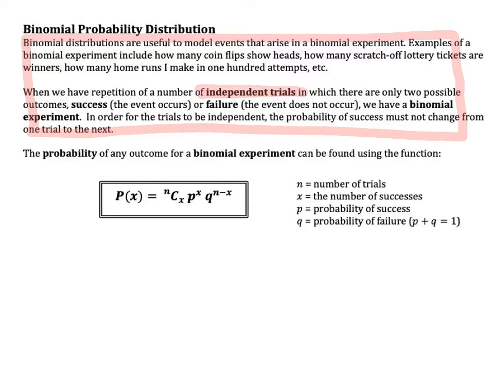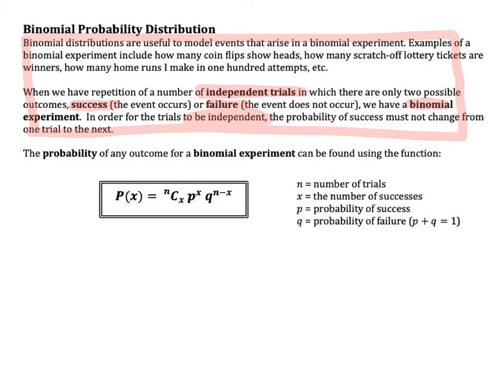So you must have an independent trial where there's two possible outcomes. We call one of the outcomes your success, the probability that the event actually occurs, and one of them is your failure, the probability that the event does not occur. So if you have success and failure, only those two outcomes, then we call it a binomial, hence the word "bi" there, binomial experiment. Trials are independent.